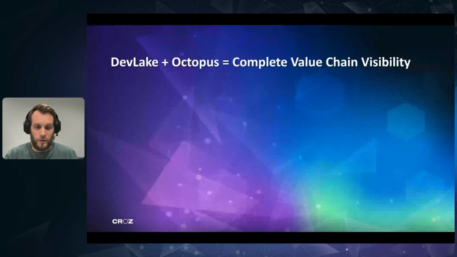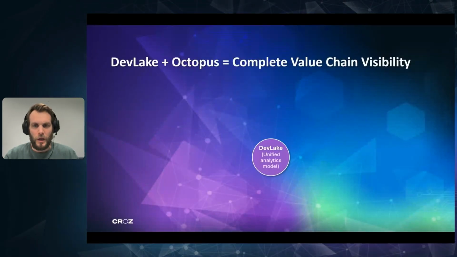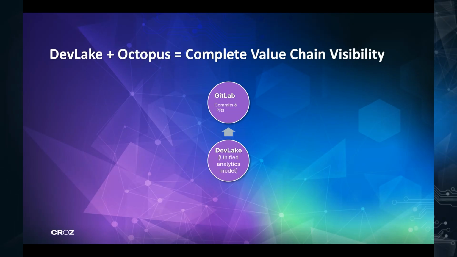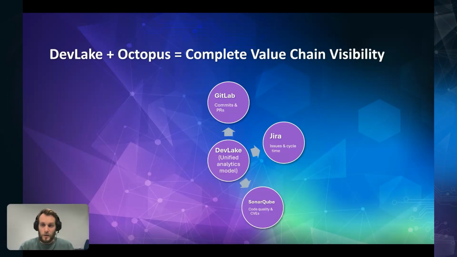So how does DevLake complete value chain visibility? DevLake is a central part that unifies analytics, connects to various systems, various sources that you have in your platform. One being GitLab, which is collecting commits and PRs. The other one is, for example, Jira, which collects issues and cycle times. Another one for static code analysis, for code quality and CVEs, we maybe use SonarQube as our connection.